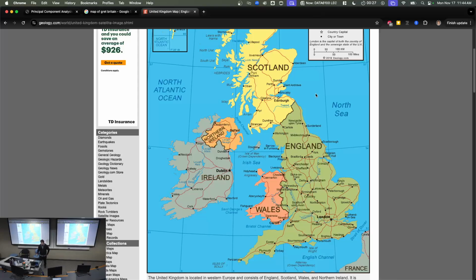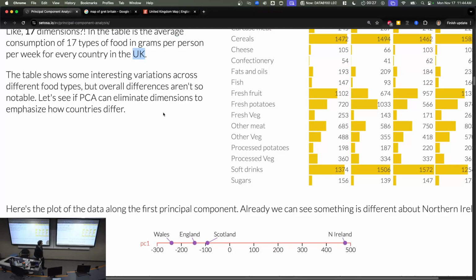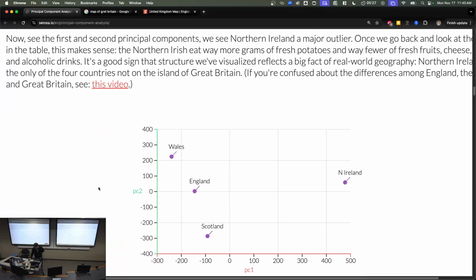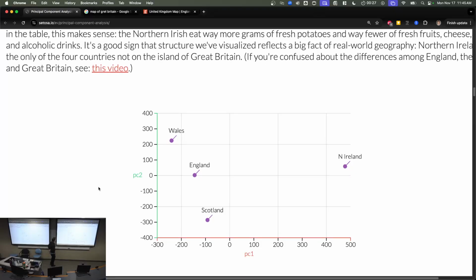Okay, the next thing we're going to do is ask, okay, there's one direction, but you can do more than one direction. So you don't have to always reduce down to one direction. Instead of reducing 17 to 1, you could do 17 to 2. So you could do 17 to 2, and it would look like this. So now you see that Wales, England, and Scotland are all kind of similar, and Northern Ireland is different. But Scotland and Wales are actually very different in the other direction. And this is the second principal component direction.